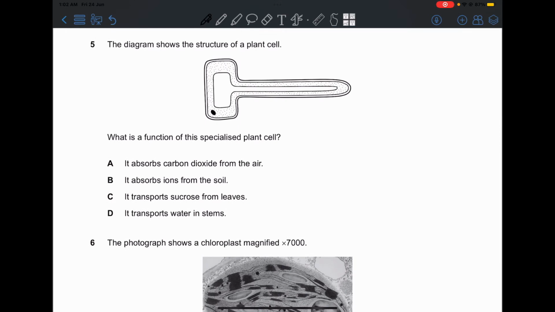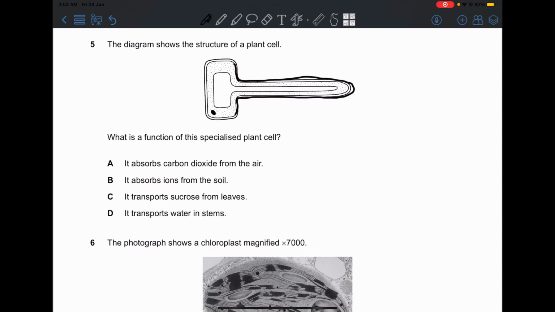Number 5, the diagram shows the structure of a plant cell. What is the function of the specialized plant cell? Now, we know that this is actually the root hair cell, because it has the long extension, which actually increases the surface area to absorb more ions and water. So let's choose a function from its functions.